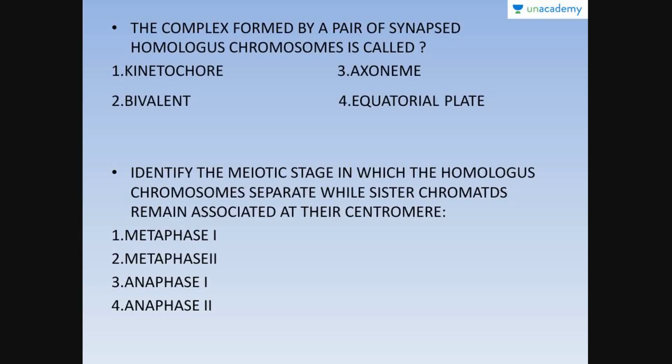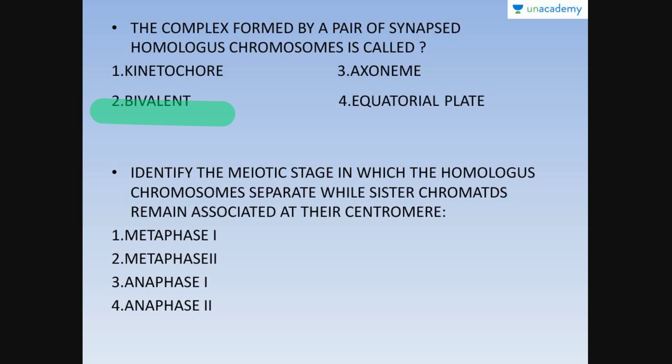Next, the complex formed by the pair of synapsed homologous chromosomes is called, you should just remember the image and then the answer is very easy. It is a bivalent that is formed by the two homologous chromosomes, and this bivalent is formed during the zygotene stage itself.